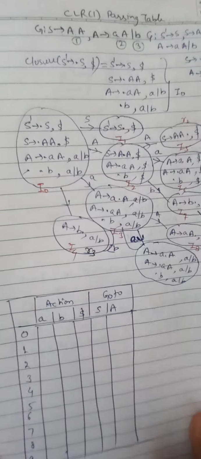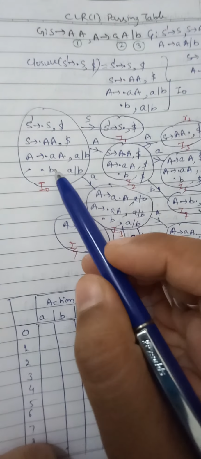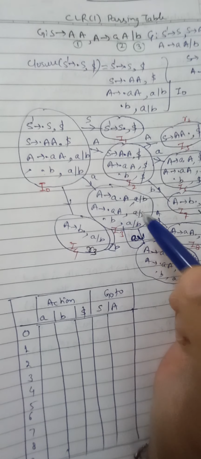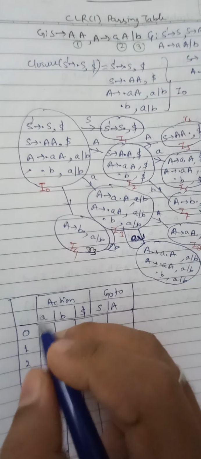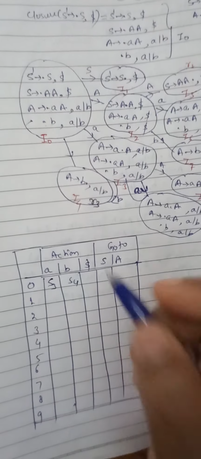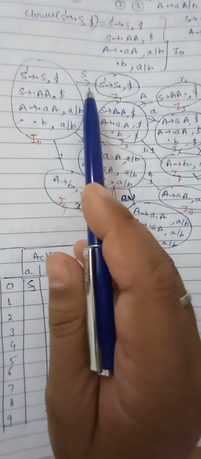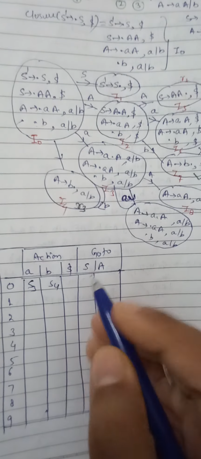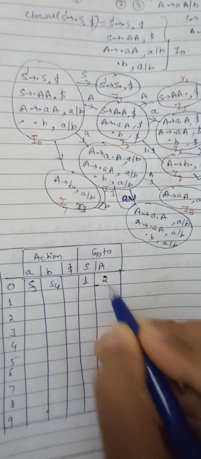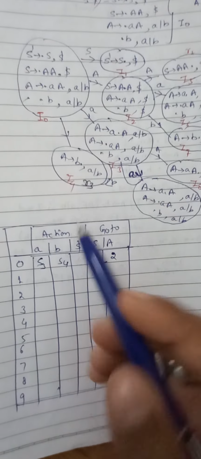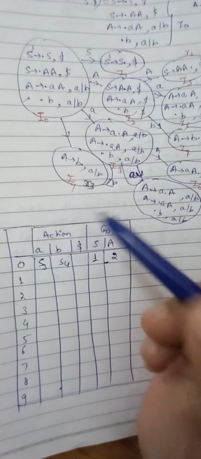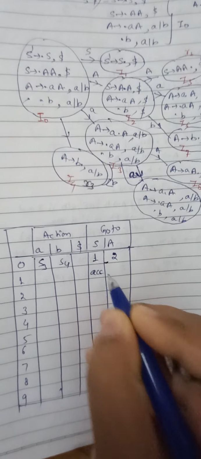So from state 0, on A and B, it is going to I3 and I4, so we will write here S3 and S4. On S it is going to I1, so we will write here 1, and on A it is going to I2, so we will write here 2. Now at state 1 there is nothing, only accept, because S is completed, so we will write here ACC.